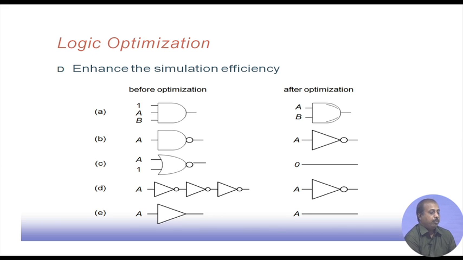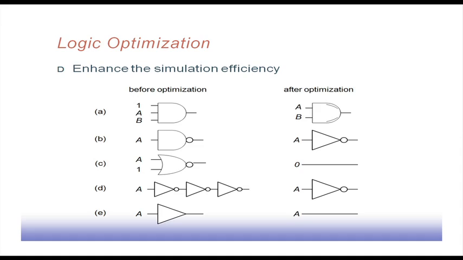So, logic optimization is like this. Maybe before optimization we have a situation like this: there is a 3 input AND gate, out of which 1 input is permanently 1. That can be simplified to a 2 input AND gate, where only 2 inputs are there. For the simulation purpose, I do not need to simulate the first one. Simulating a 2 input AND gate is definitely simpler than simulating a 3 input AND gate.